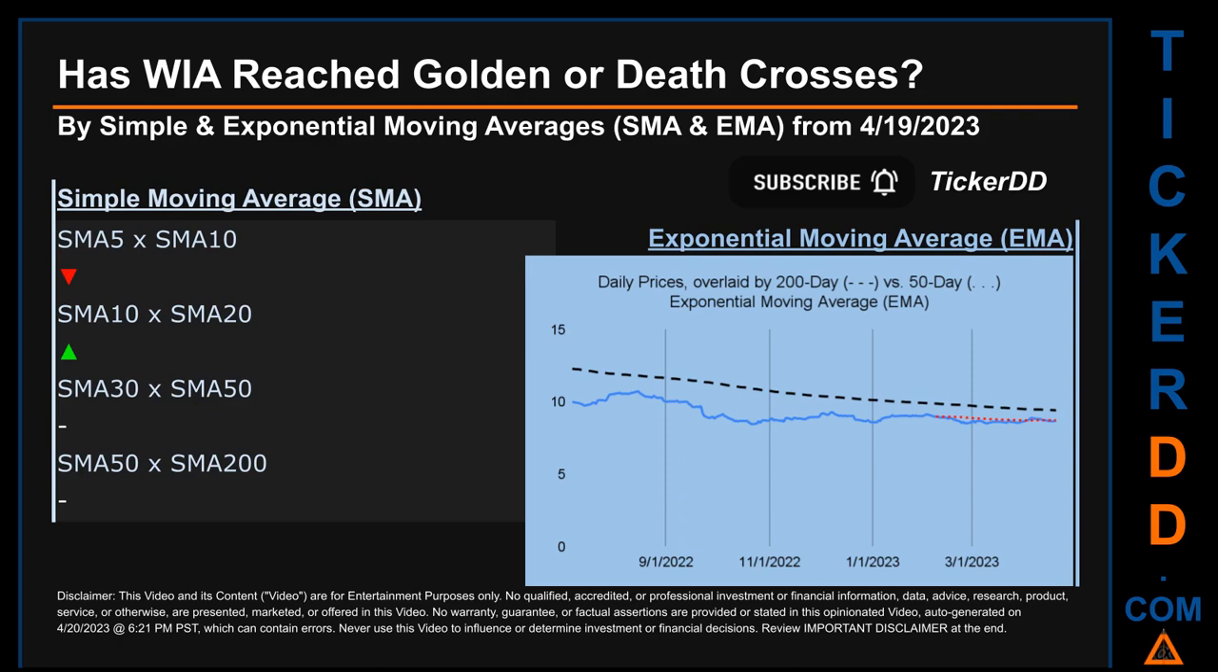Continuing with SMA, we looked across the 5 to 10, the 10 to 20, and the 30 to 50-day ranges to see if golden and death crosses had been reached. We found golden cross signal for the 10 to 20. We found death cross signal for the 5 to 10. We could find neither golden cross nor death cross signal for the 30 to 50, the 50 to 200.